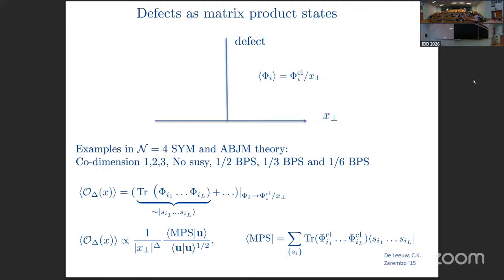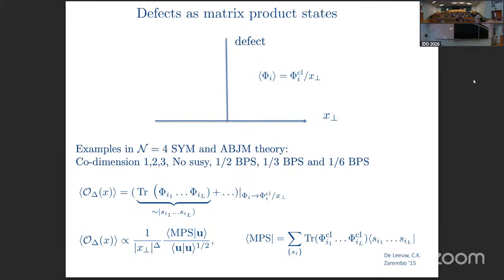Okay, so then I would typically be interested in computing the one-point function of my good conformal operators in the presence of such a defect. And the way I will do it is to take my operator, which is mapped to a spin chain eigenstate, and then in that operator I will replace my scalar fields by the classical expectation values. And that's a process that I can formulate in a convenient way by introducing a matrix product state to represent the defect.